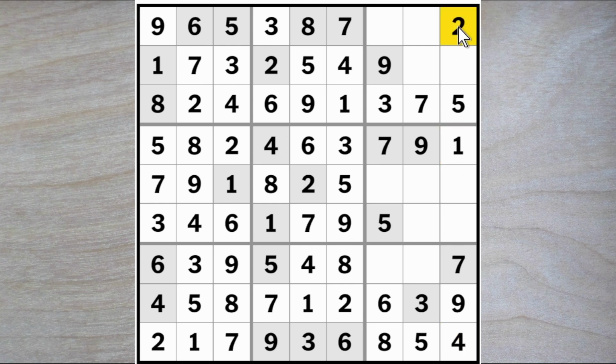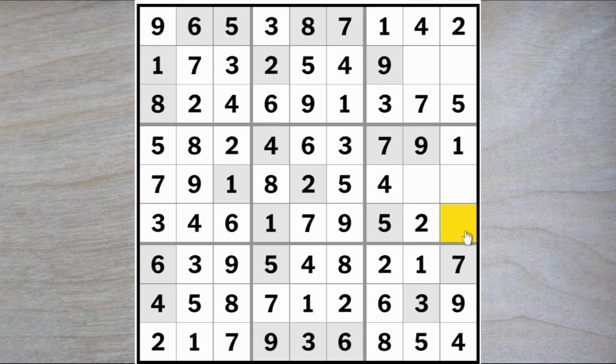So here's a 2, which blocks down. This 2 blocks over. Here's another 2, and that makes this a 2 and this a 1, which blocks up. Therefore, a 1 goes here and a 4 here. 4 blocks down and up. Here's a 4.